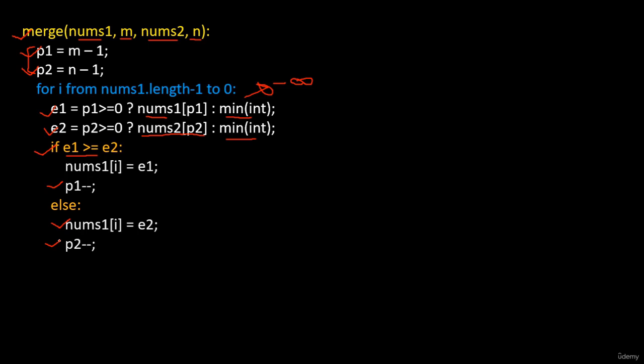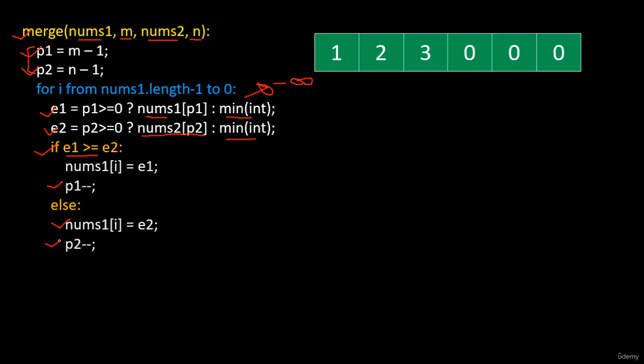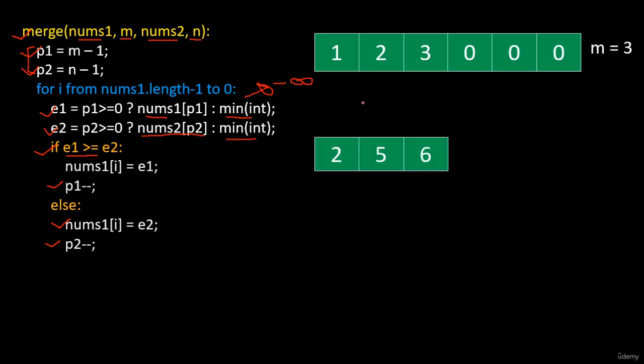For better understanding, let me go through the example once more. Here we're given this array and this array, and m equals 3, n equals 3. So the p1 pointer points to this element and the p2 pointer points to this element. Here we have this statement m minus 1 and n minus 1. And this is our current element. We see p2 points to the element that is maximum. So let's update this value with 6.